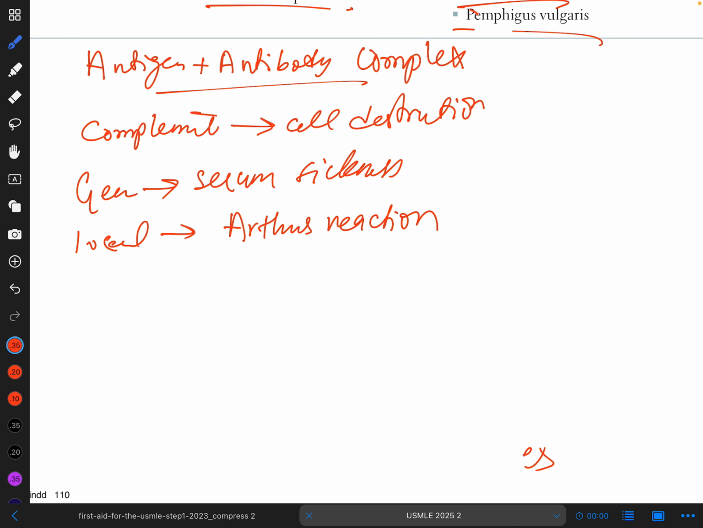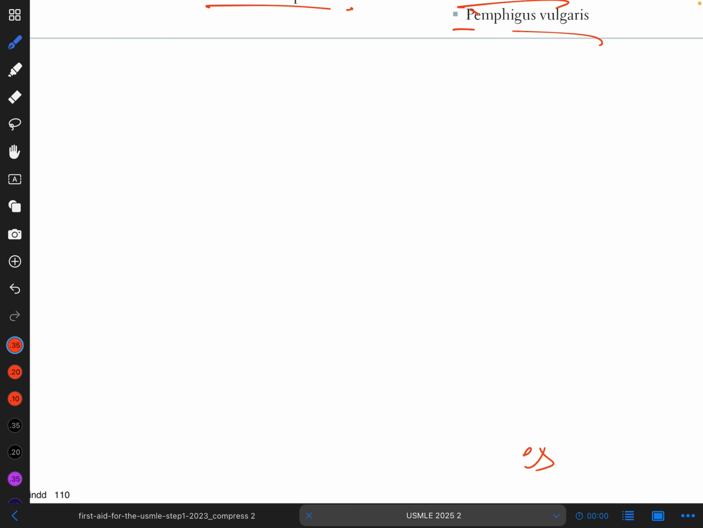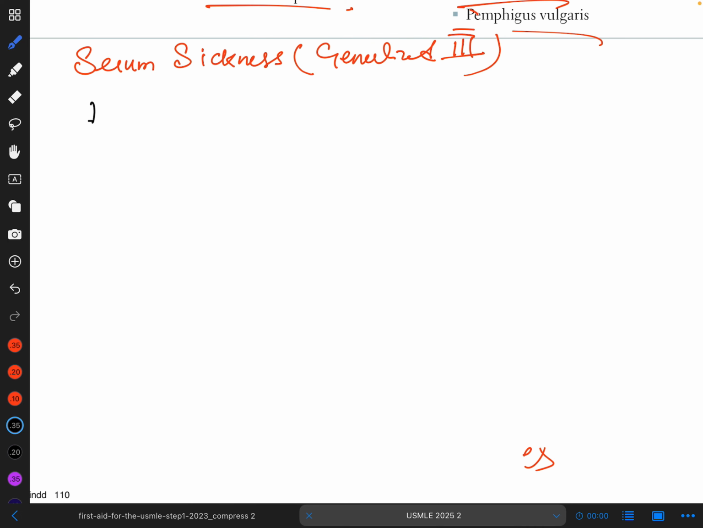When we talk about the generalized type 3, serum sickness, there will be immune complexes in the plasma. When I talk about serum sickness, or generalized type 3, there will be immune complexes in plasma, and they will cause a systemic disease.